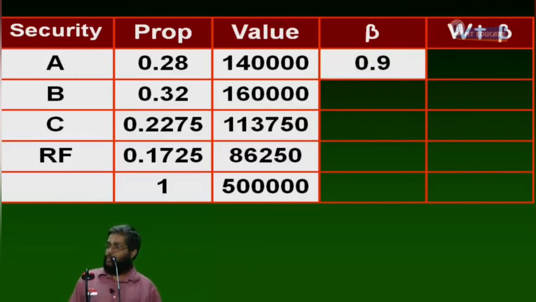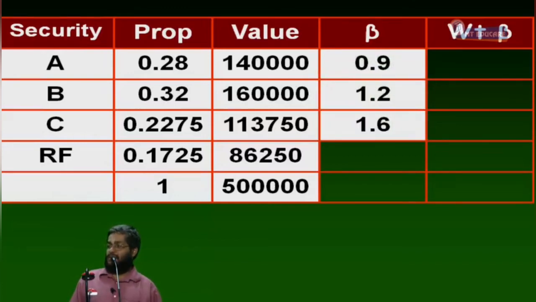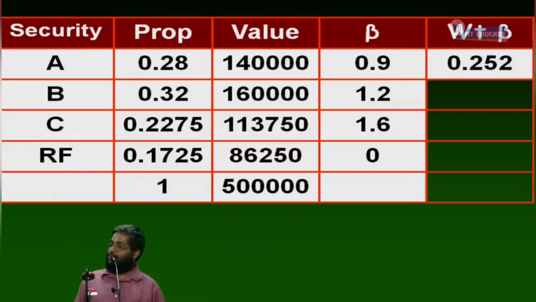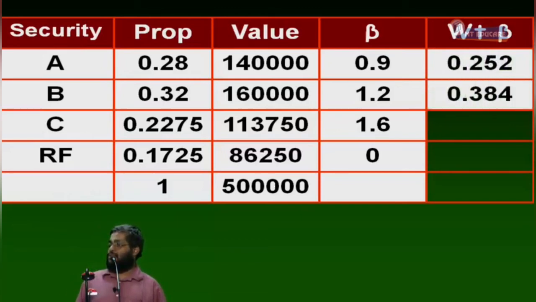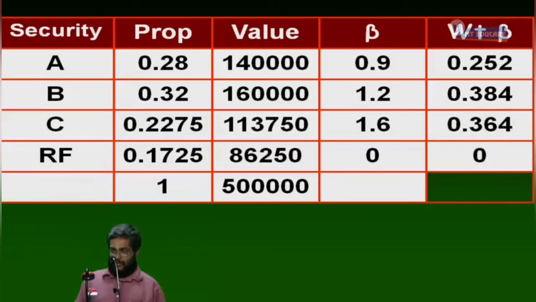What is the beta of A? 0.9. Beta of B is how much? 1.2. Beta of C is 1.6. RF is 0. Tell me what is the weighted beta? 0.28 into 0.9 gives you how much? 0.252. 0.32 into 1.2 gives you 0.384. 0.2275 into 1.6 gives how much? 0.364. Next is 0.